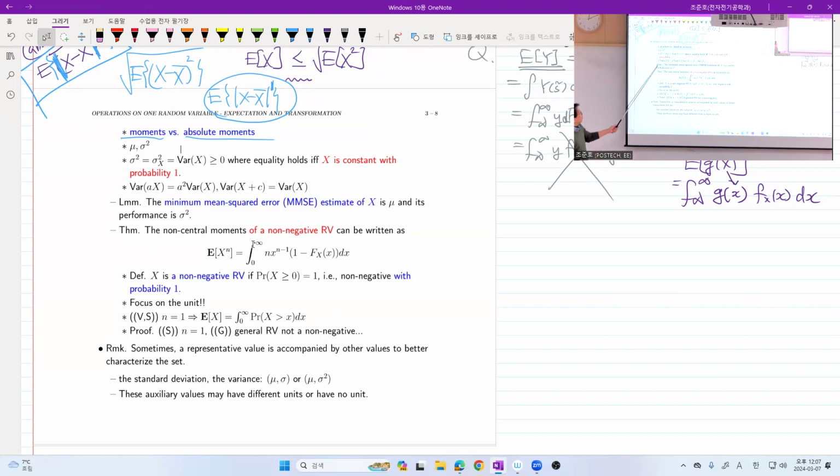An interesting thing about the variance is that, unlike the expectation, if you use the definition, you can easily show that the variance of A times X is A squared times the variance of X. And if you add some constant to the random variable, its variance does not change. Really, the variance is about the dispersedness with respect to the center.